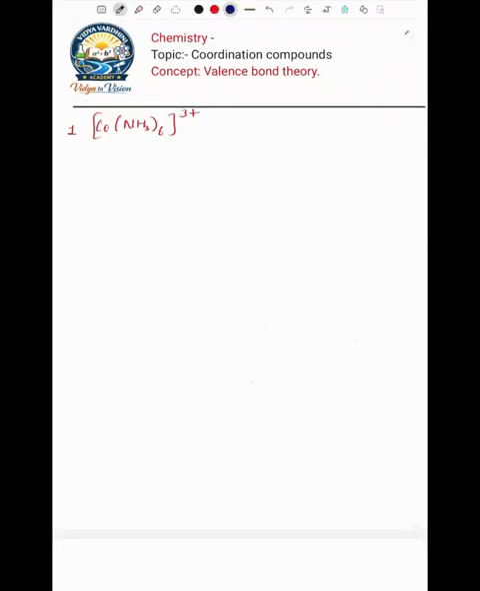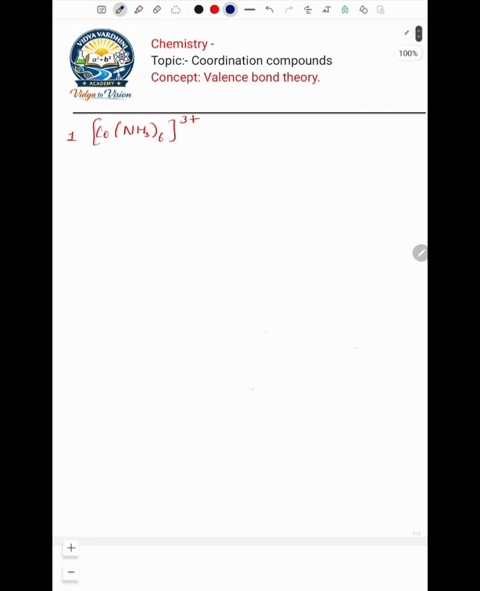In this video, we are discussing valence bond theory in coordination compounds. For that I am taking one complex. The name of this complex is hexaamine cobalt 3 ion. When this complex is given to you, it will be asked to identify hybridization, magnetic behavior and geometry of the complex.